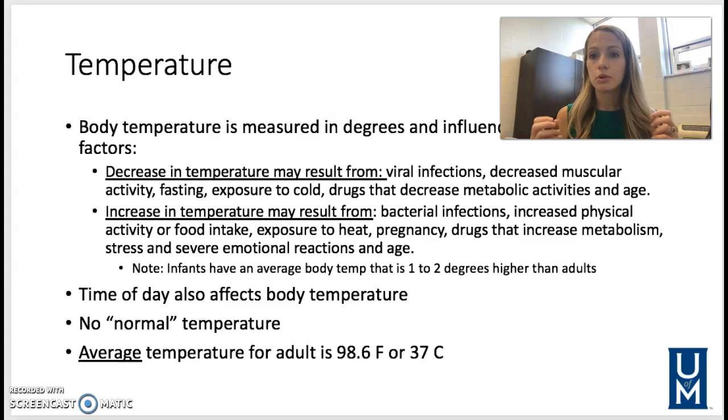And there's no normal temperature. There's only an average. So our average temperature is going to be 98.6 degrees Fahrenheit or 37 degrees Celsius. And it's important for you guys to know both of those because sometimes you'll work in an area that has a thermometer that reads in Celsius. So it's important to know that for Celsius, it's 37. That's that normal average temperature that we're going to go by.